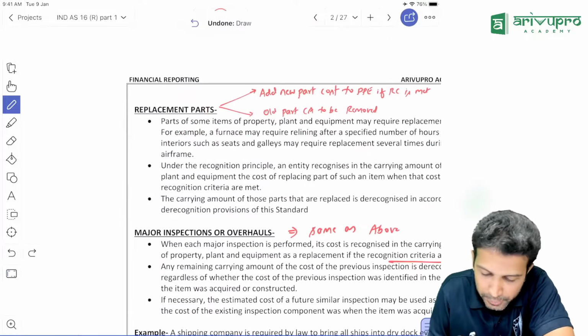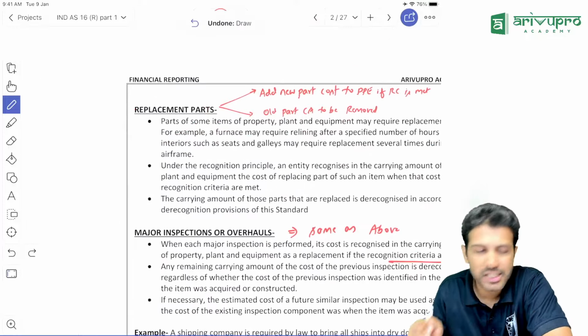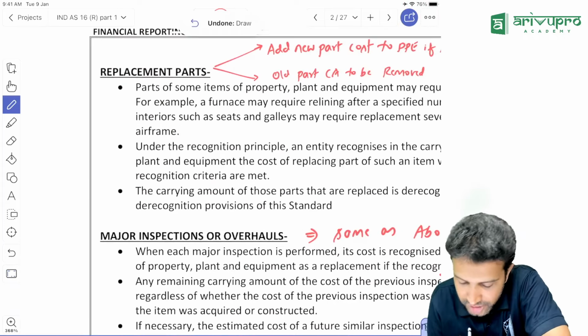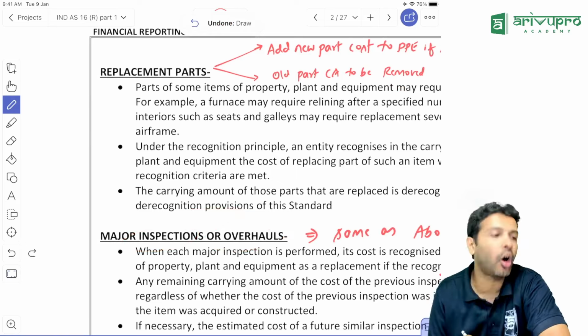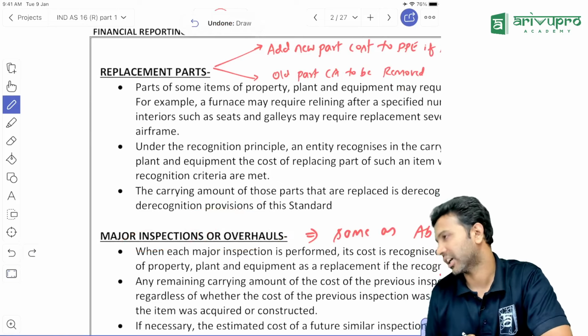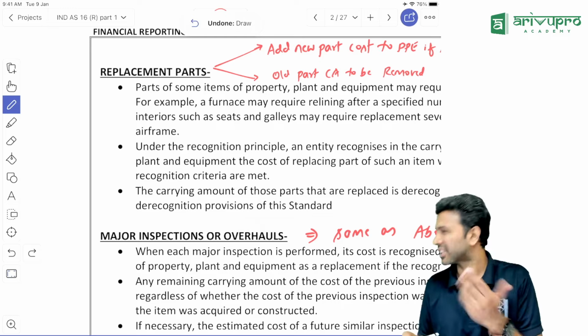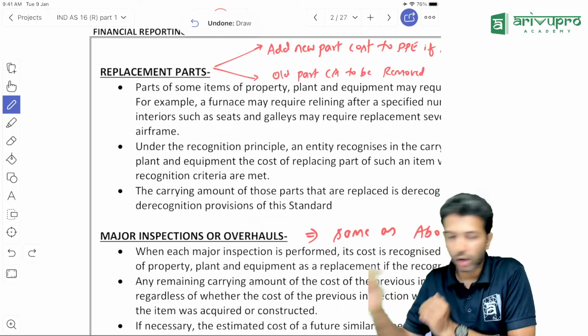Okay. Next one, happy news for you. The next concept is also the same. Meaning, what is the next concept? Major inspection charges or overhaul charges. Sir, major inspection or overhaul charges means repair charges, you could say. Major, not a minor one, not your routine repairs.